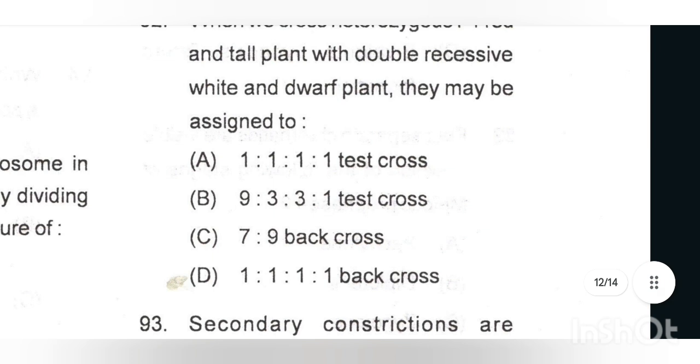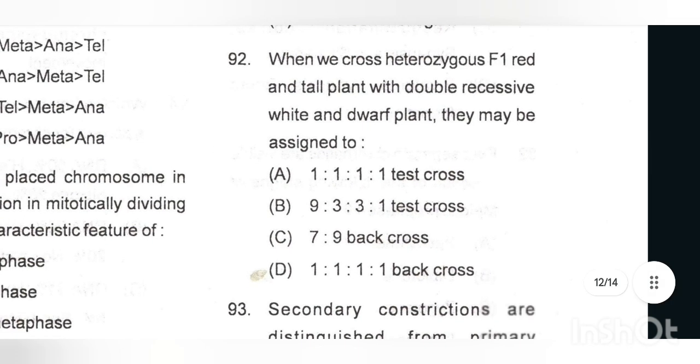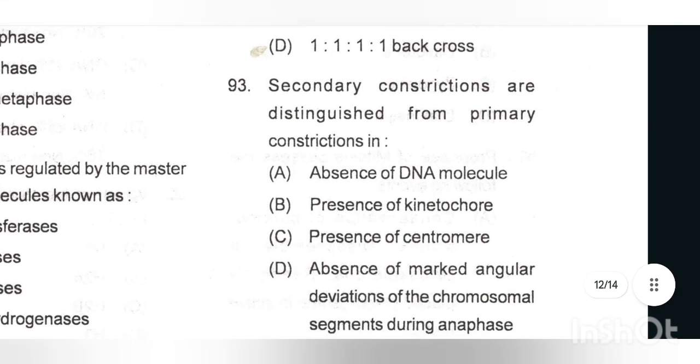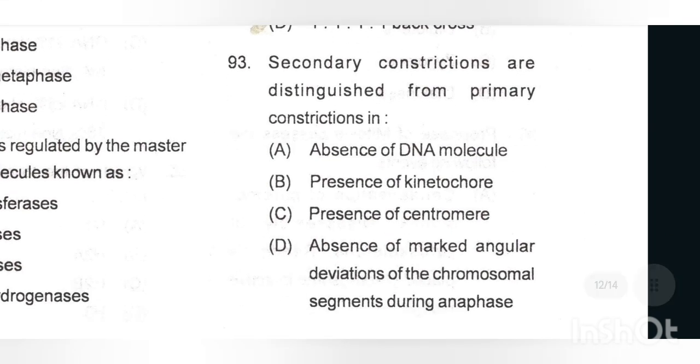Then question number 92, when we cross heterozygote F1 red and tall plant with double recessive white and dwarf plant, they may be assigned to, so it is your 1:1:1:1 test cross. Okay, because double recessive means recessive parents. So when we cross the F1 hybrid with the recessive parent, it is called as the test cross. So here when we are doing the dihybrid cross, the test cross ratio is always 1:1:1:1. But when we carry out the monohybrid cross, the test cross ratio will be 1:1. So remember these things.